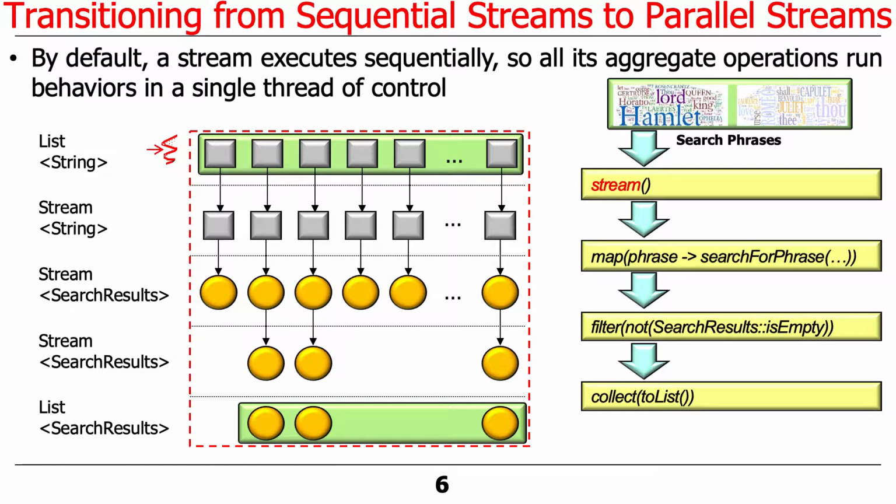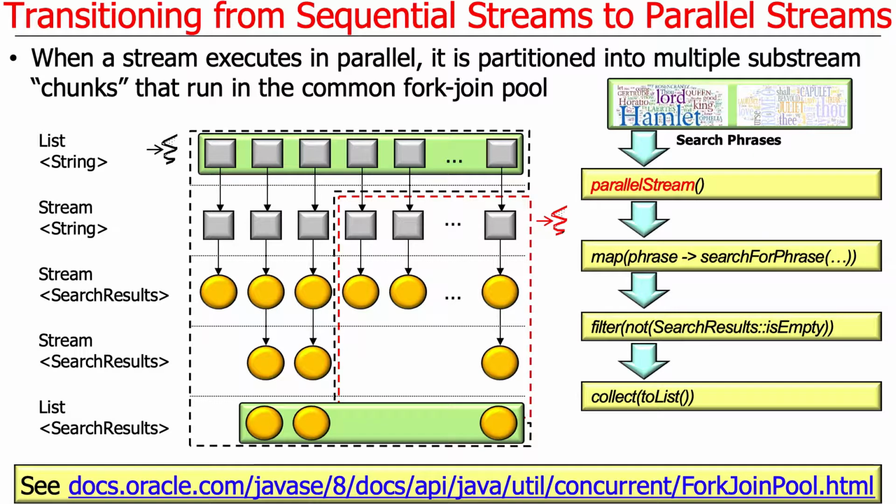And by default, if you just say stream, as we do here, everything runs in a single thread of control. So no big surprise. There's one thread. It runs all the processing. When you say parallel stream instead of stream, then the input gets partitioned up into substream chunks that run in something called the common fork join pool. We'll talk more about what the common fork join pool is shortly, and we'll cover it in great detail a little bit later.